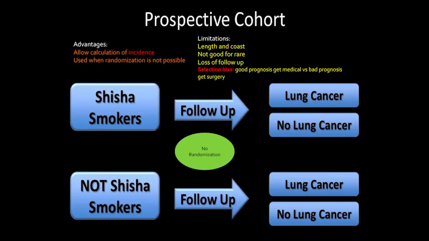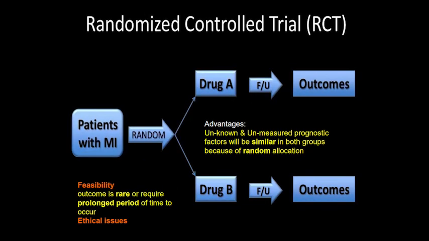When we say prospective, for people who are smokers, we follow them over time and see if that group developed lung cancer or did not develop lung cancer. This is what we call prospective, and remember that there is no randomization. When we say randomized controlled trial, we have patients with MI, for example, and we randomize them. The key thing here is randomization to either drug A or drug B, and then we follow the outcomes. The advantage of randomized controlled trials is to account for known and unknown prognostic factors.